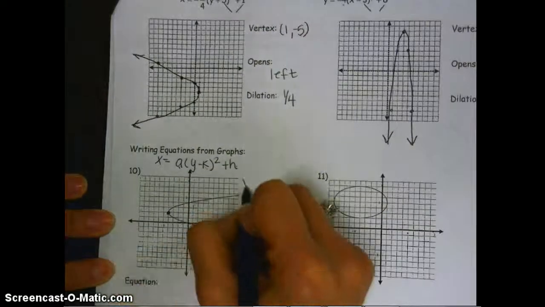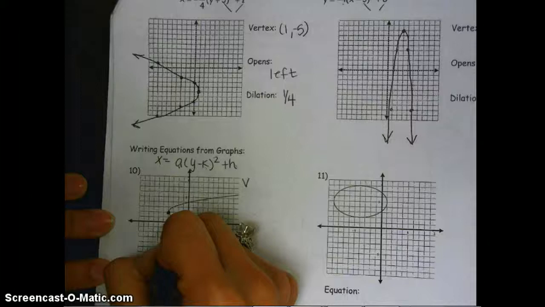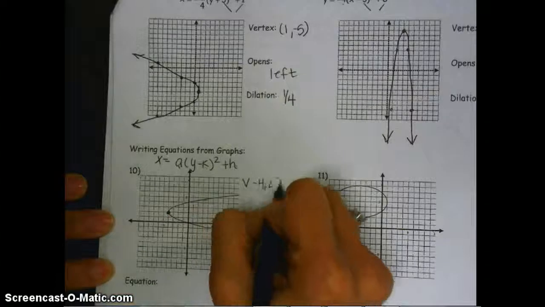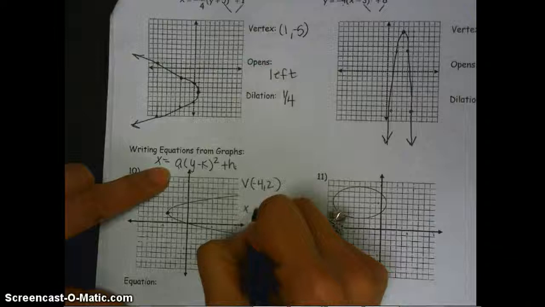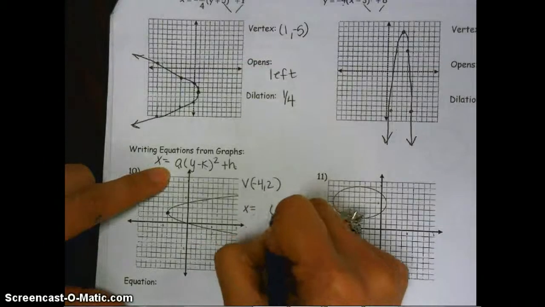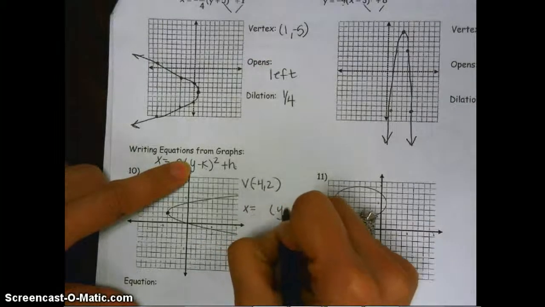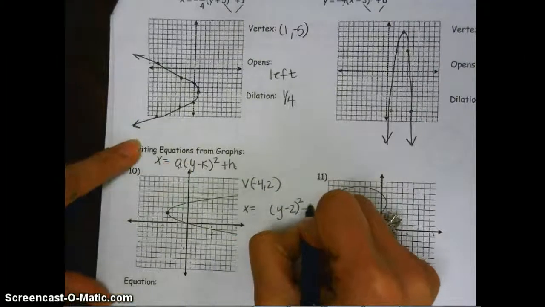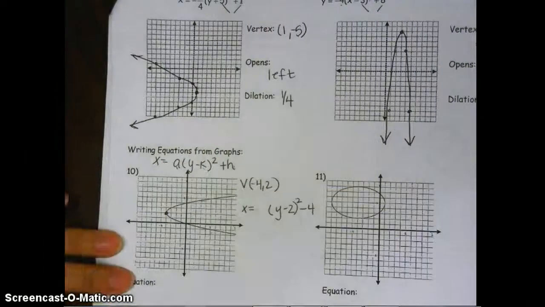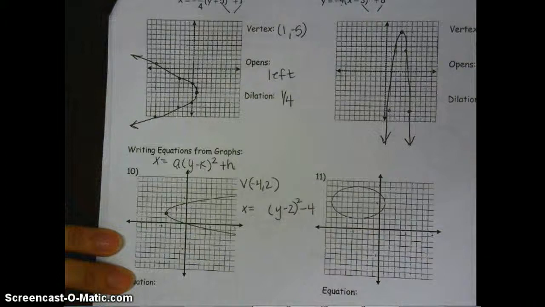So this vertex has the coordinate of -4, 2. So when I substitute into my equation, we're going to write y minus 2 quantity squared minus 4. Okay, all I need to do now is check for the scale factor.